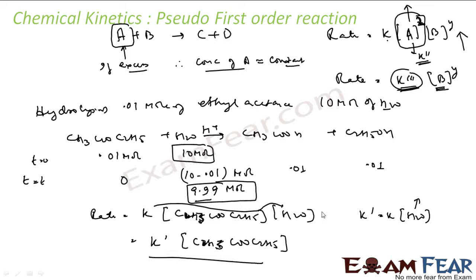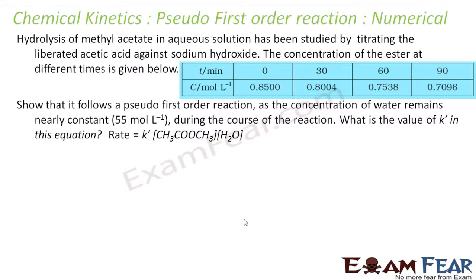So now, earlier the reaction order was 2, but I made it 1. Such reactions are called pseudo order reactions, right? Technically it is a second order reaction, but it will behave like a first order reaction. We'll apply all the formulas linked to first order reactions in this case, because the concentration of water is so large that this behaves as a first order reaction. Correct? Let's take one numerical.